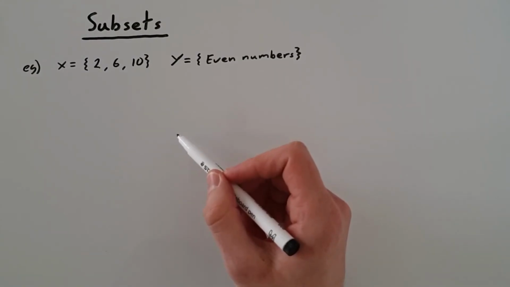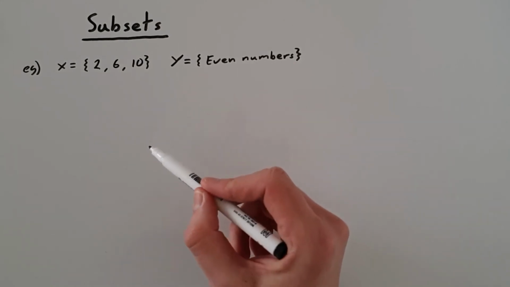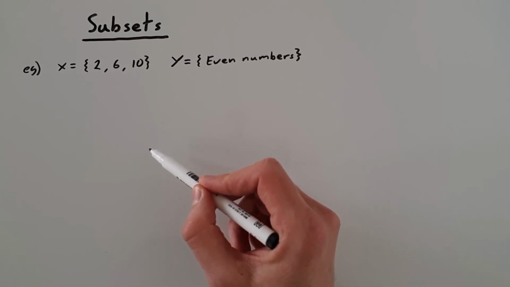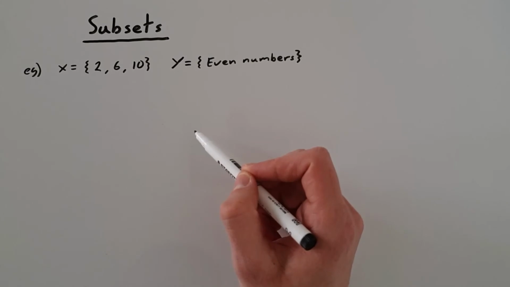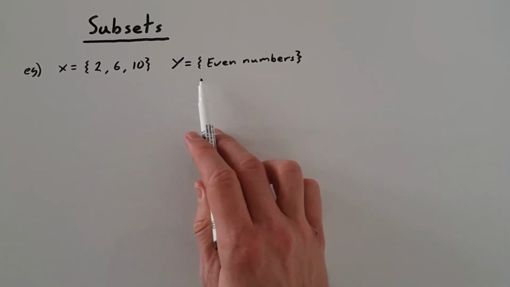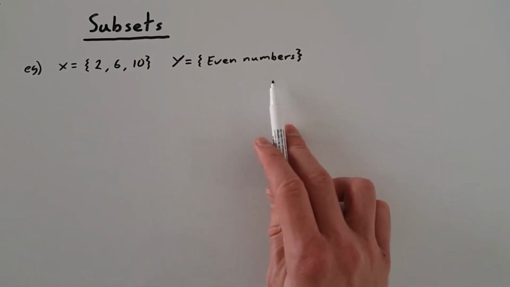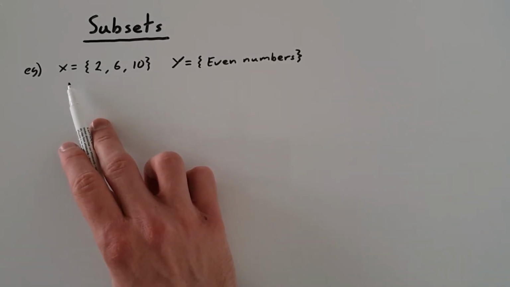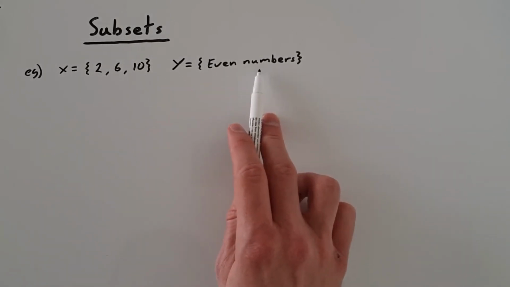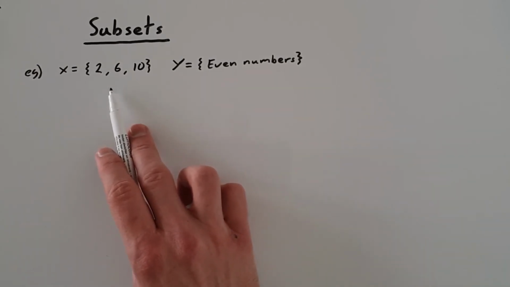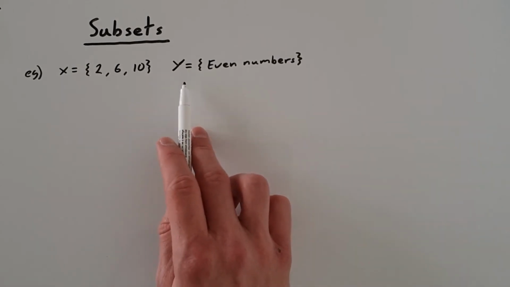So the last new concept that we're going to look at in this video then is subsets. A subset is a set that can fit entirely within another set, okay? So all of the members of that set are in another set. The example I've got right here is x, which is 2, 6 and 10, and y, just even numbers. All of the members of x are also in y, because y is even numbers and all of these are even numbers. So therefore we say that x is a subset of y, okay?